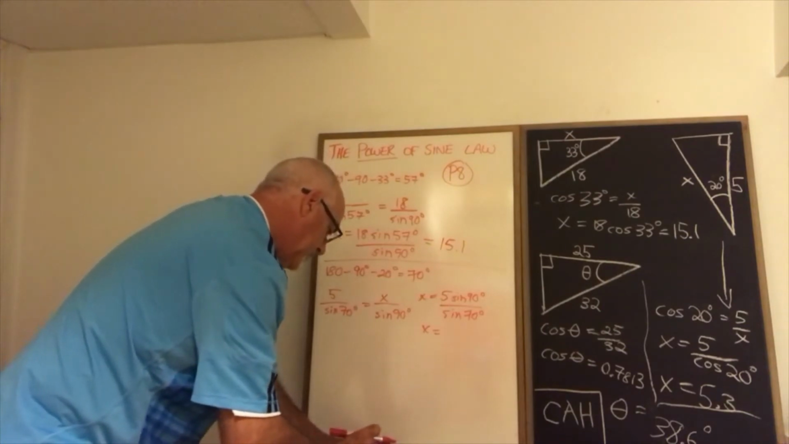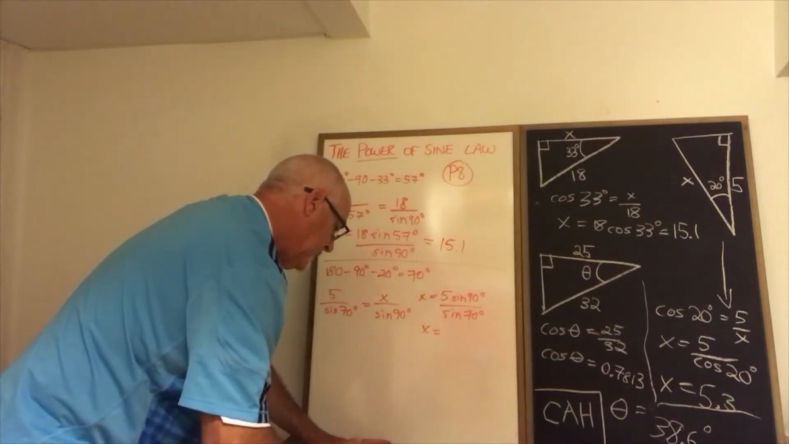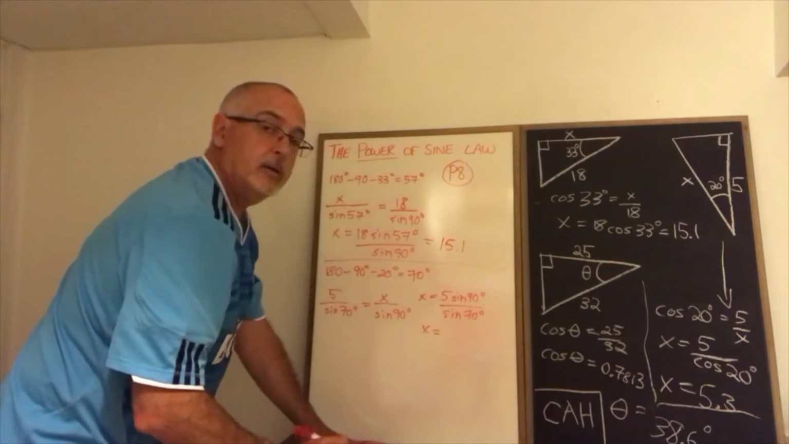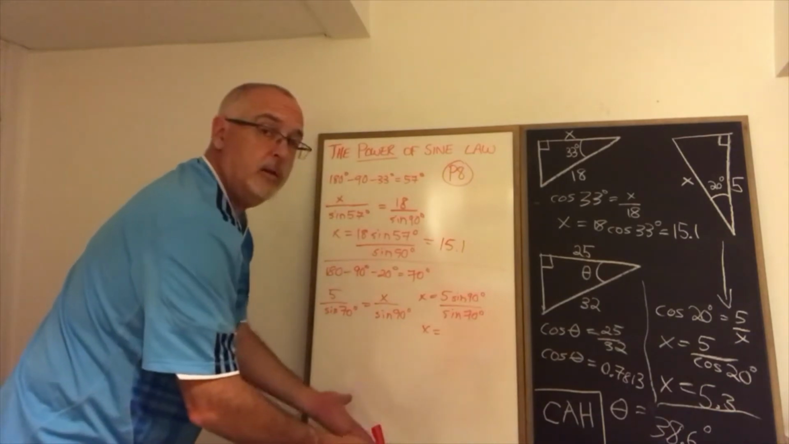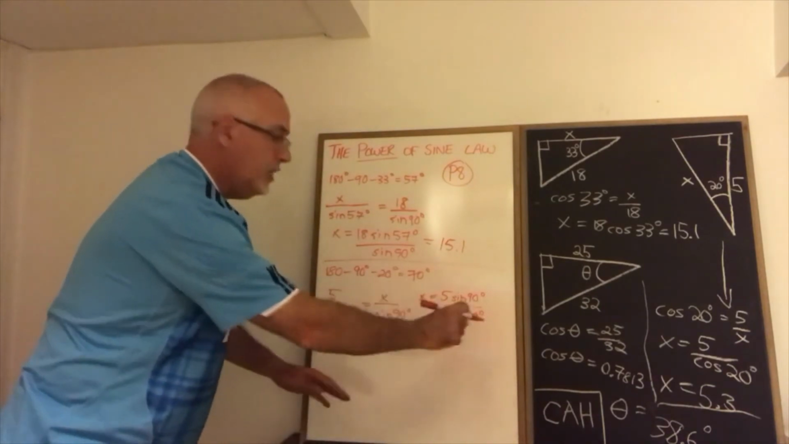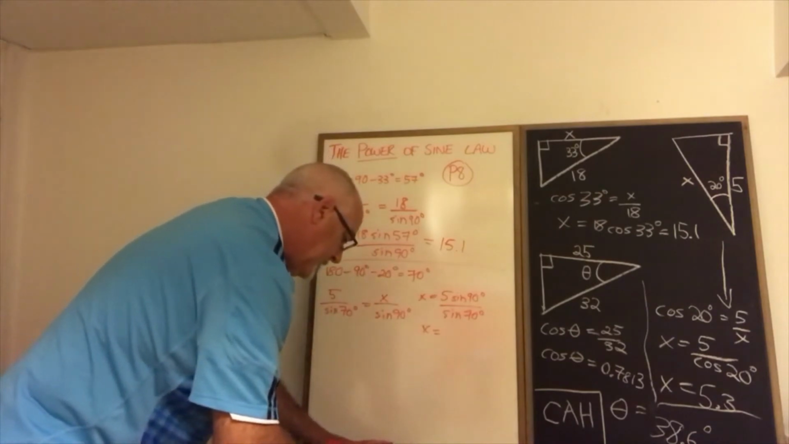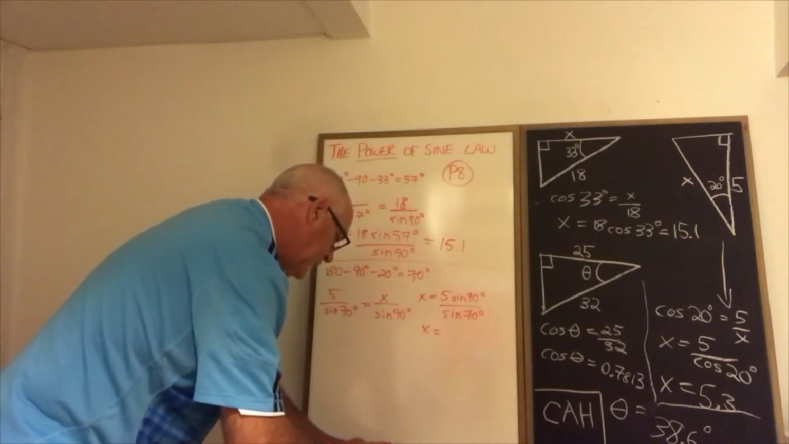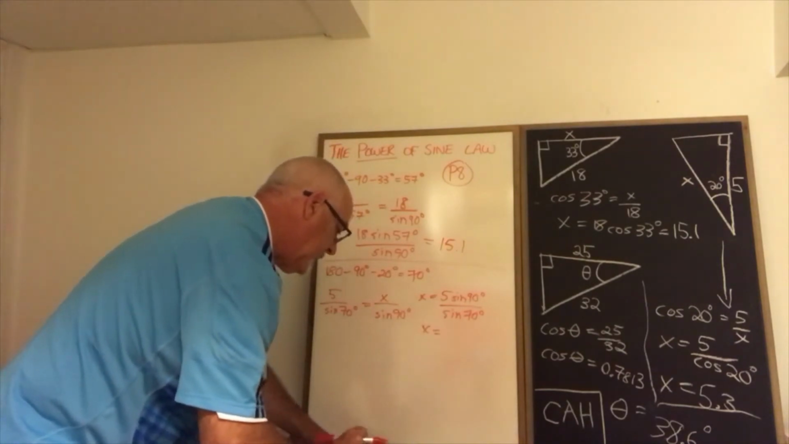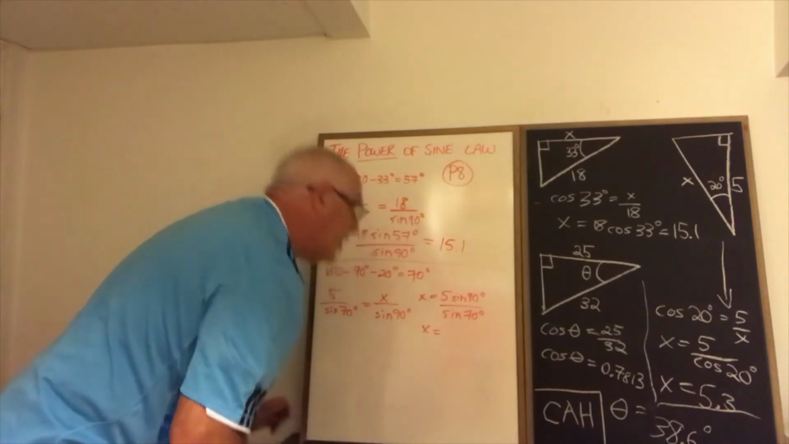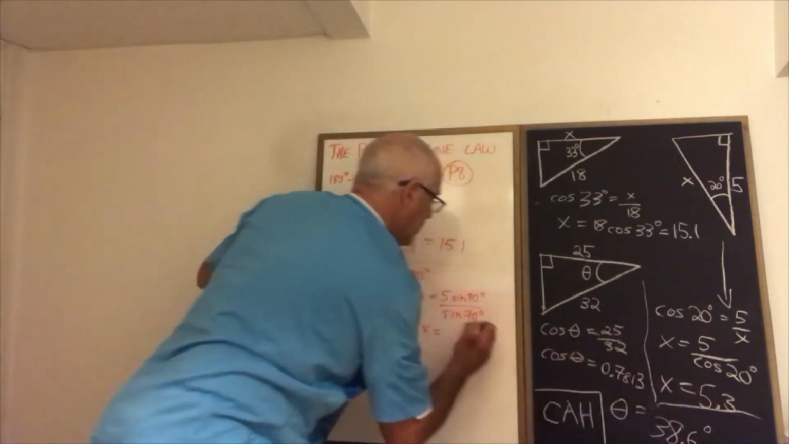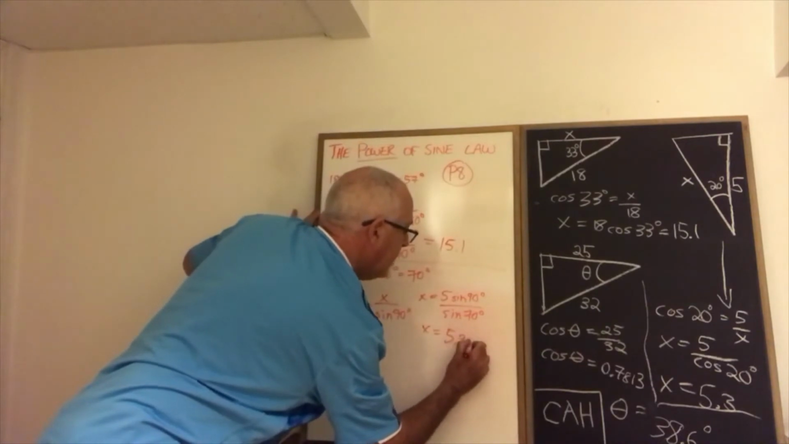times sine of 90. And of course sine of 90 is 1, so I'm doing 5 times 1. But I can just do it the way I wrote it. Divided by sine of 70 equals 5.3. Yep, same answer. Units.